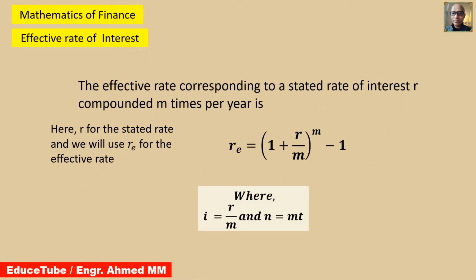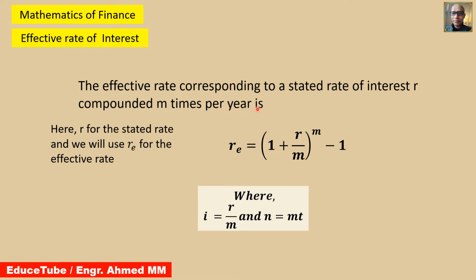Hi, today my topic is the effective rate of interest. The effective rate corresponding to a stated rate of interest, where stated rate of interest means the nominal rate of interest or annual rate of interest. It is r compounded m times per year.